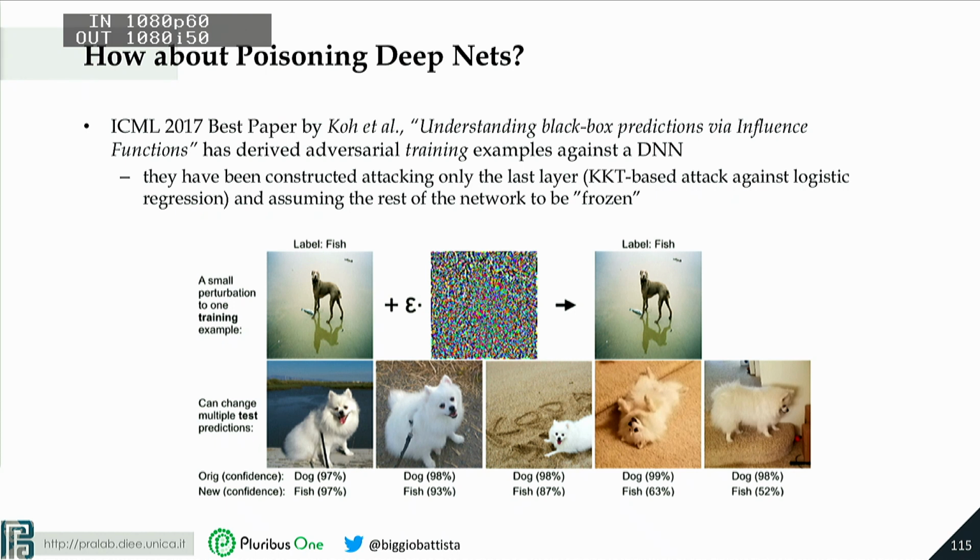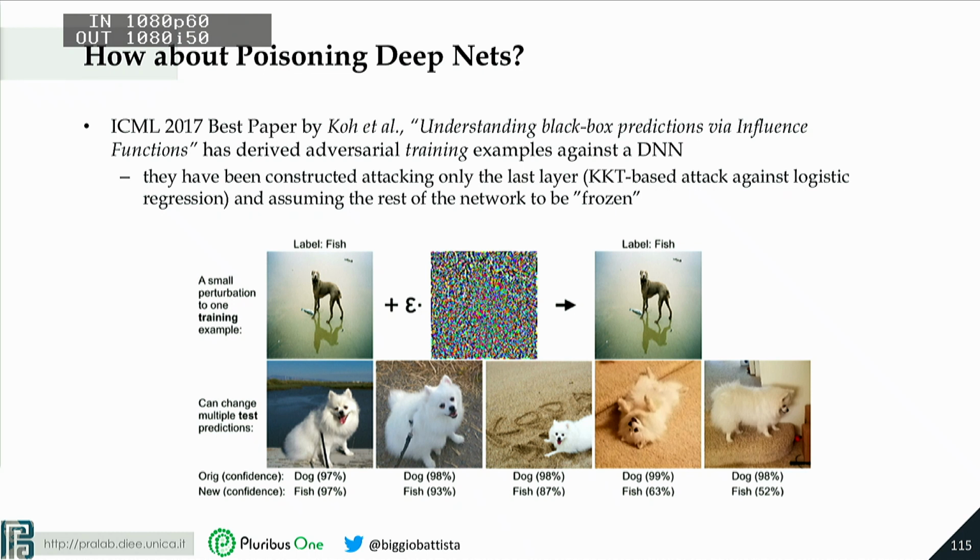So what they do is they just use the KKT equations in the last layer, in the logistic classifier. For the logistic classifier, they compute the gradient in a very similar way to what I showed before. And then the gradient that you get can be backpropagated up to the input pixels. So you are essentially assuming that all the network layers are fixed and only the last one is changing. But anyway, doing this approximation, they were able to create some samples for the poisoning phase.